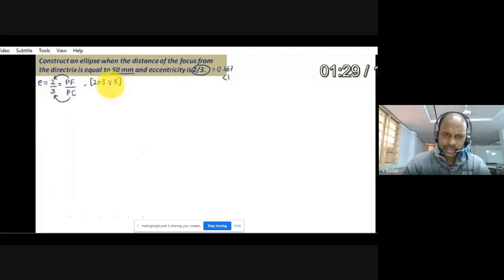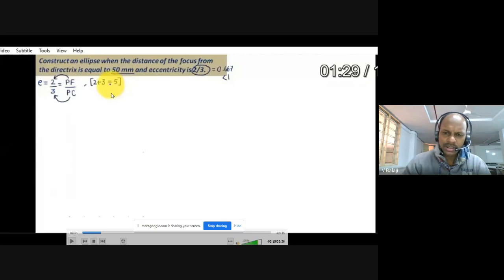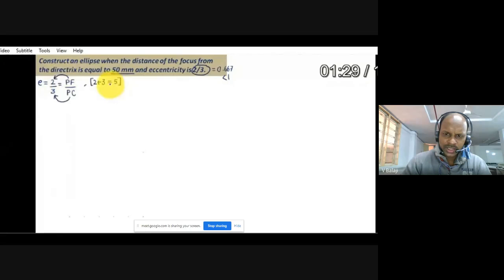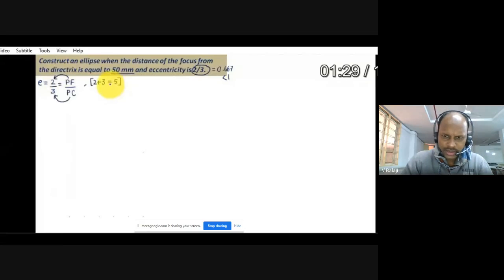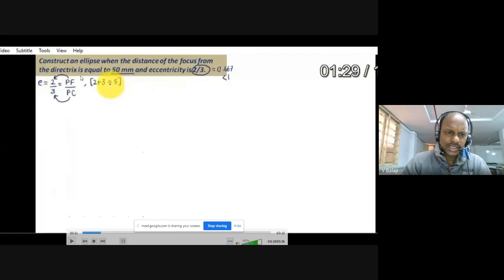the practice session, what you're supposed to do in the drawing exams. In the drawing exam, there are no theory questions. You only need to draw some figures on the drawing sheet. There will be no theoretical questions you need to write on paper. So construct an ellipse when the distance of the focus from the directrix is equal to 50 mm and eccentricity is equal to 2 by 3.